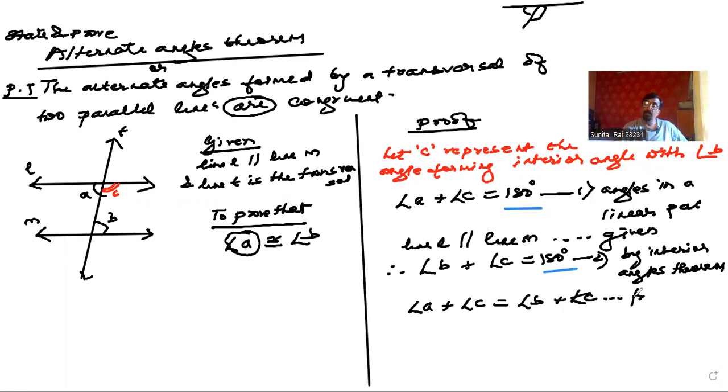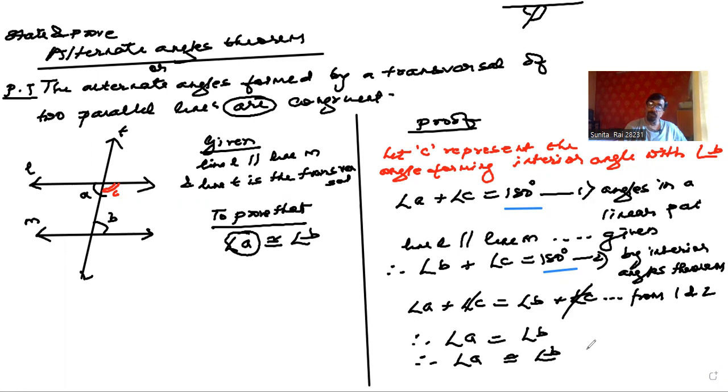Reason is from 1 and 2. And now very clearly you can see, children, angle C gets cancelled. Got it? So what you're left with, therefore angle A equals angle B. Therefore angle A is congruent to angle B.